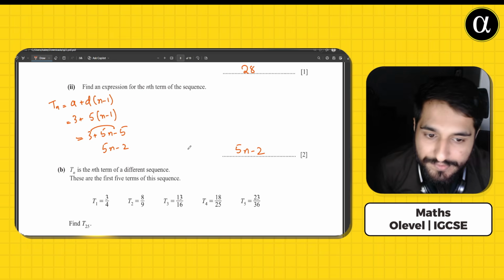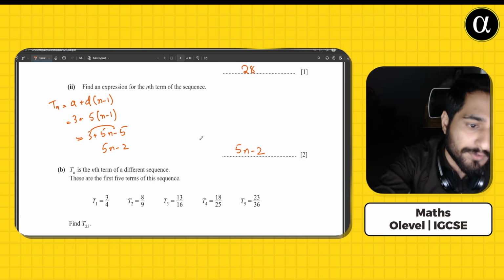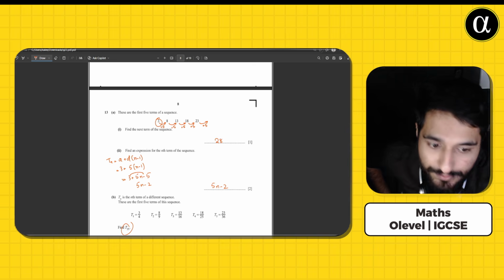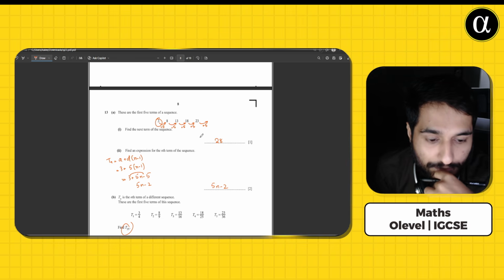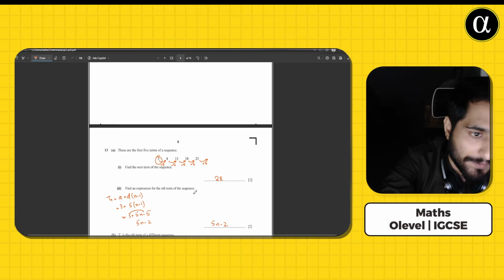Now it says Tn is the nth term of a different sequence. These are the first 5 terms of this sequence, and then we need to find the value of T25. Now what sequence do we have? We have certain numerators and then we have certain denominators. What we're supposed to do is, let's see if we can develop any sort of relationship.